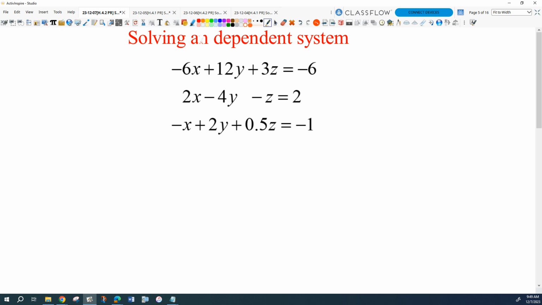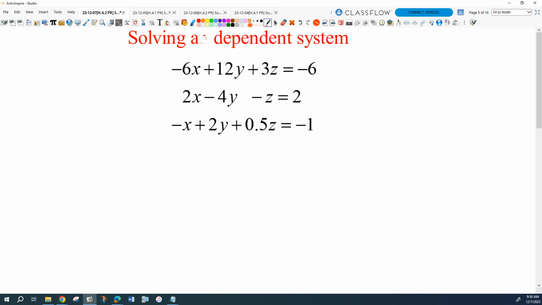Solving a dependent system. Okay, so what about this guy? Scrutinize this one a little bit. What am I going to do here? Second and third. Okay, if we look at the second and third, what's going to happen there? They're going to cross each other out, aren't they?